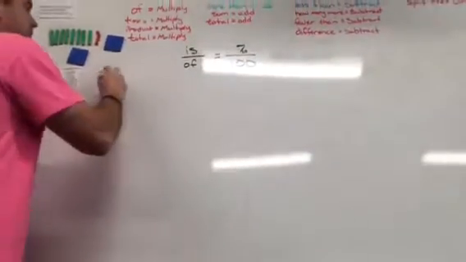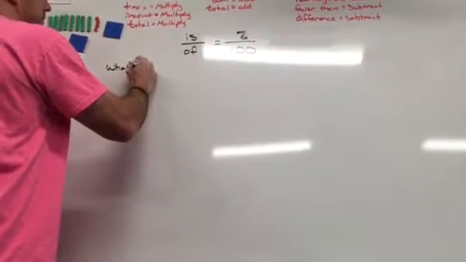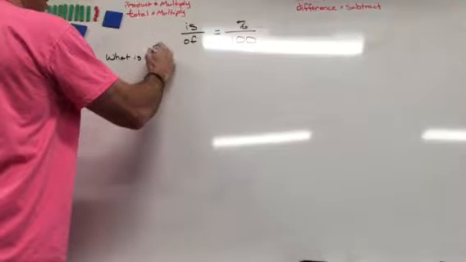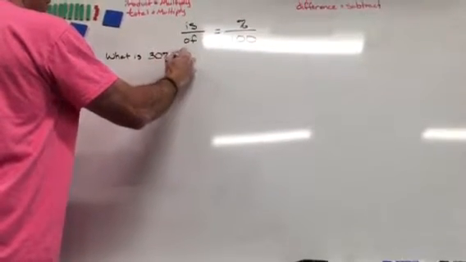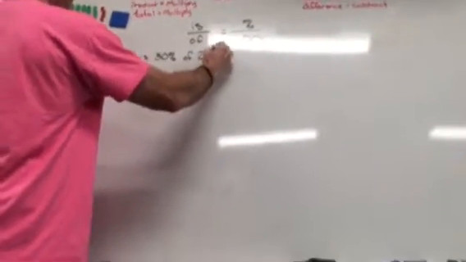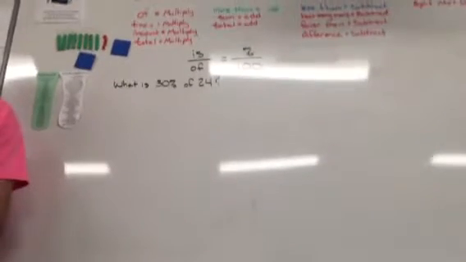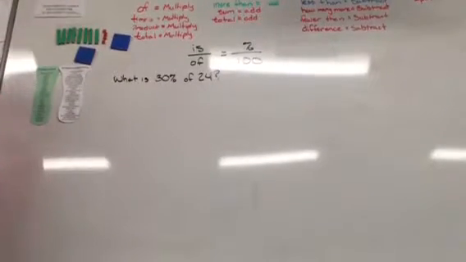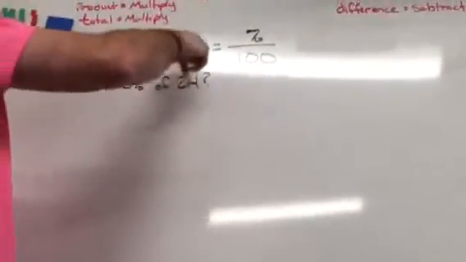What if I said to you, what is 30% of 24? What is 30% of 24? So using this template, the is over of equals percent over 100.